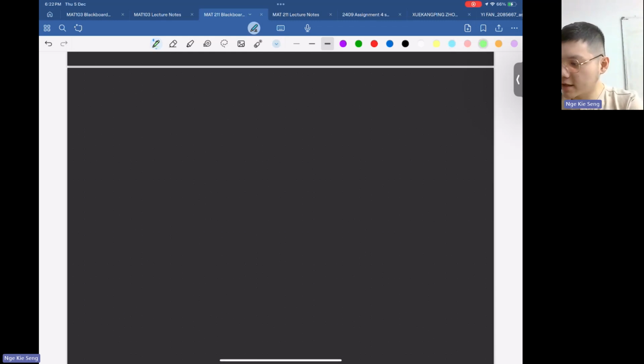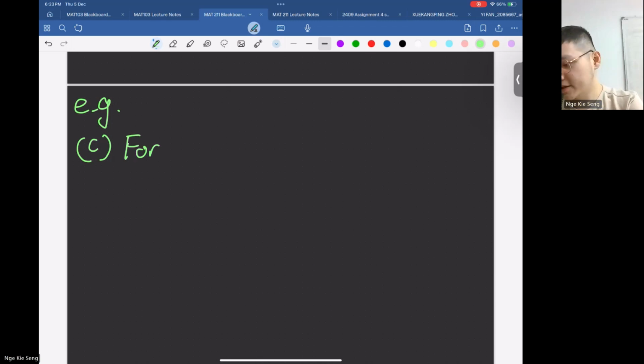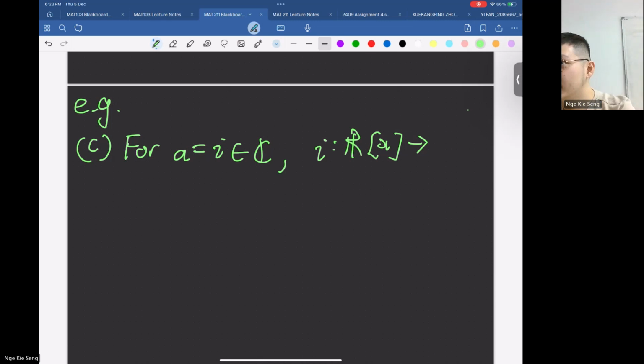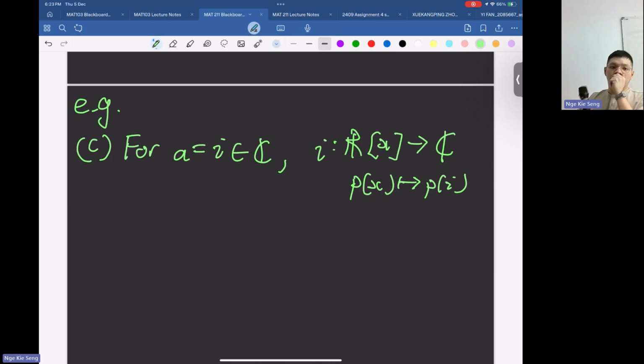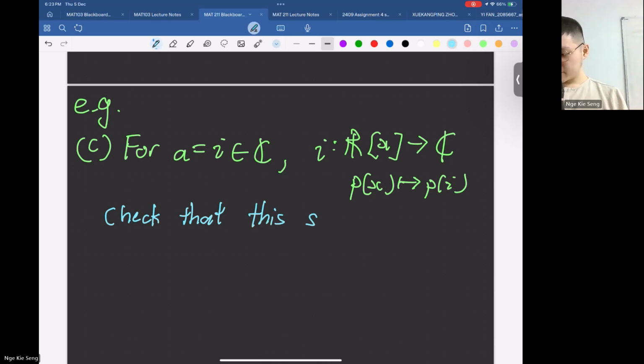One more special substitution here. Let's say what's the example? So third example here. I think I messed up with my numbering, so let's put C here. Let's say we don't do real number substitution, we do complex. What happens if I do complex substitution here? What's the codomain I should pick? We should pick complex here, because I send p(x) to p(i), substituting everything with i. So go back and check that these satisfy the ring homomorphism.